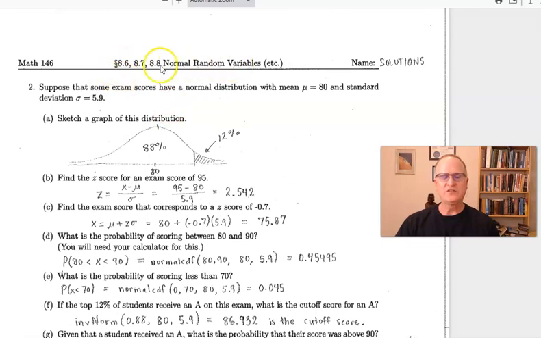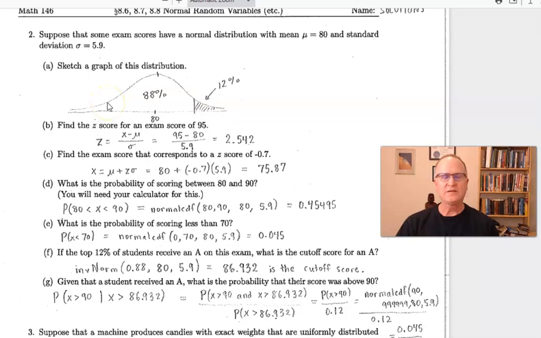So this is a worksheet that we have for Module 8 and I'm actually looking at the solution key for 8.6 to 8.8. Suppose that some exam scores have a normal distribution with a mean of 80 and a standard deviation of 5.9. All right, so here's the curve that would relate to that. Of course, you'd have 80 in the middle, 5.9 gives us a sense of how wide it is, and some of the calculations below have us using this 12% value.